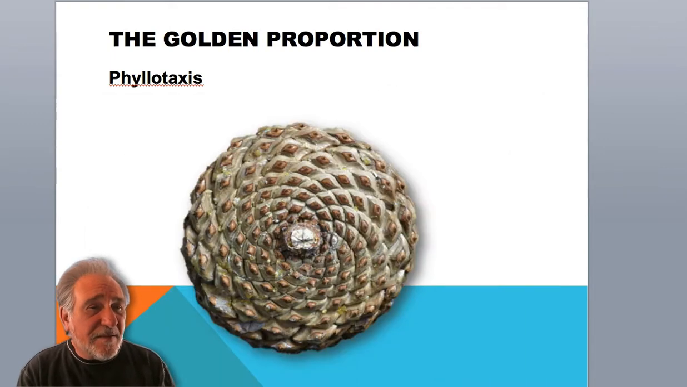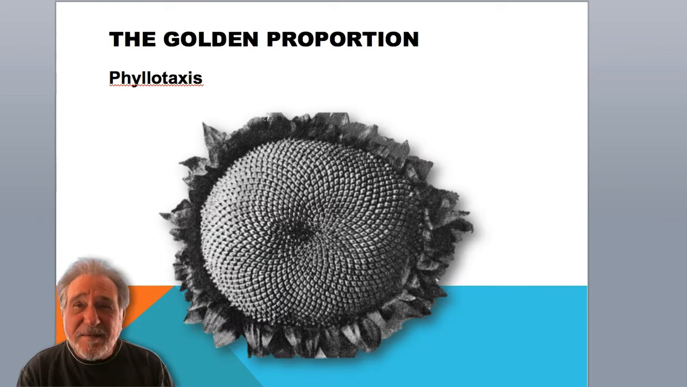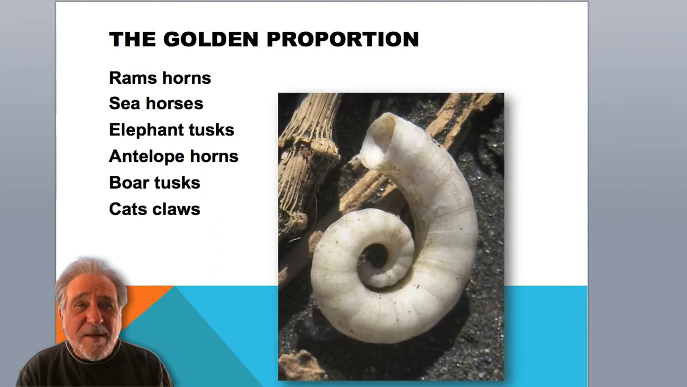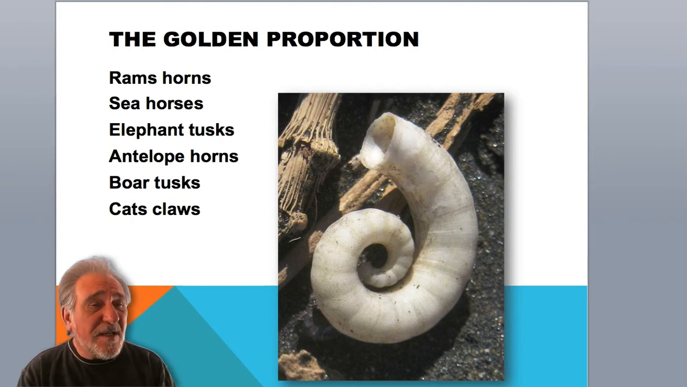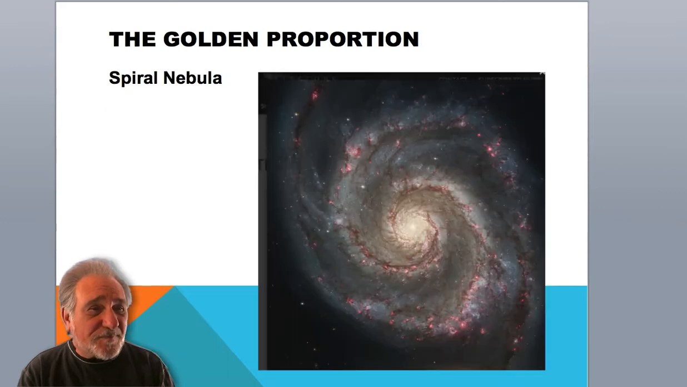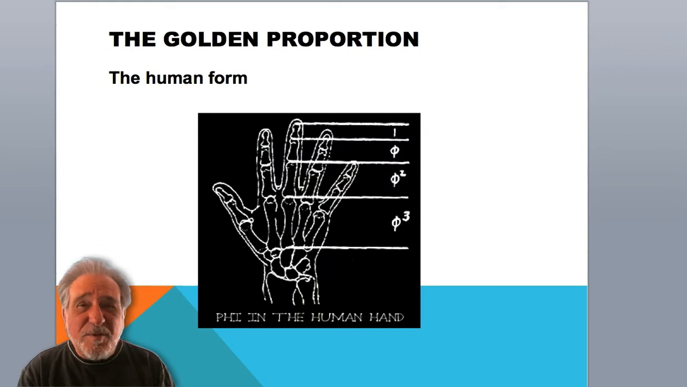We see it in pine cones. We see it in sunflowers and how the sunflower seeds grow. We see it in ram's horns, seahorses, elephant tusks, antelope horns, boar tusks, cat's claws, all different ways. We see it in hurricanes. We see it in spiral nebula. We see it in the human form.